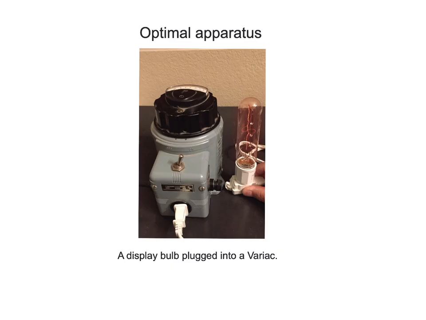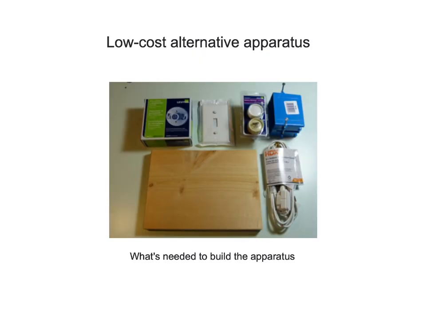Unfortunately, variacs are not always available and they're quite expensive. A relatively inexpensive alternative can be made using the following materials: a 16-inch piece of 1x6 dimensional wood or 3/4 inch plywood, 2 bulb bases, a switch cover plate, a rotary dimmer switch, a junction box, and a 6-foot extension cord. These can be found at Lowe's or Home Depot for under $20.